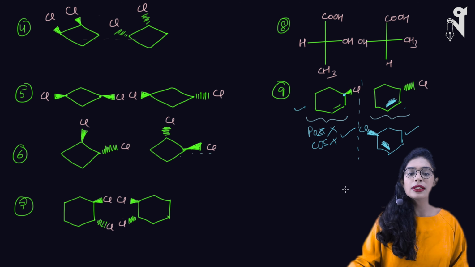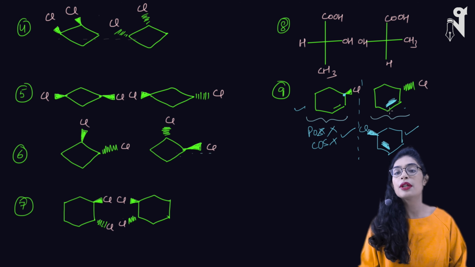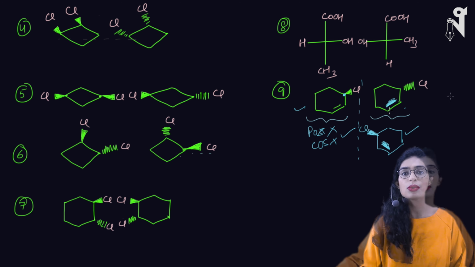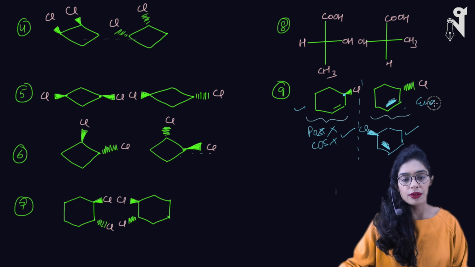This compound and these compounds are mirror images of each other, right? So both of these compounds are mirror images of each other. Both the compounds are individually optically active because there is no POS, no COS. So these are enantiomers.